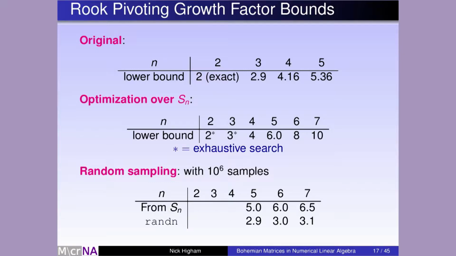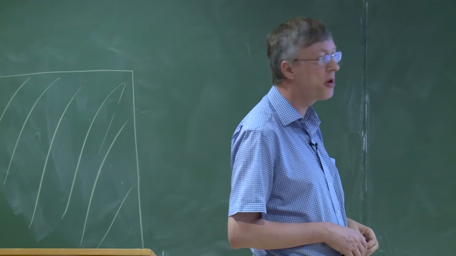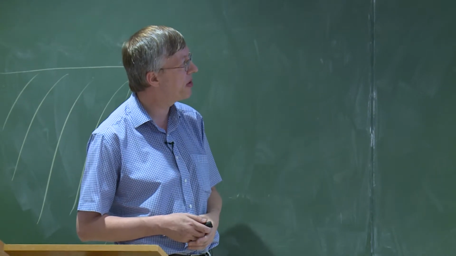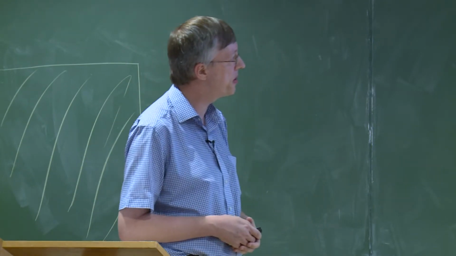But we're actually doing better by randomizing, or random sampling from SN here. So that's a way we can get some insight into growth factors. I think we still don't understand the growth factor for rook pivoting and how big it can be, but these experiments and more of this type could certainly give some insight.